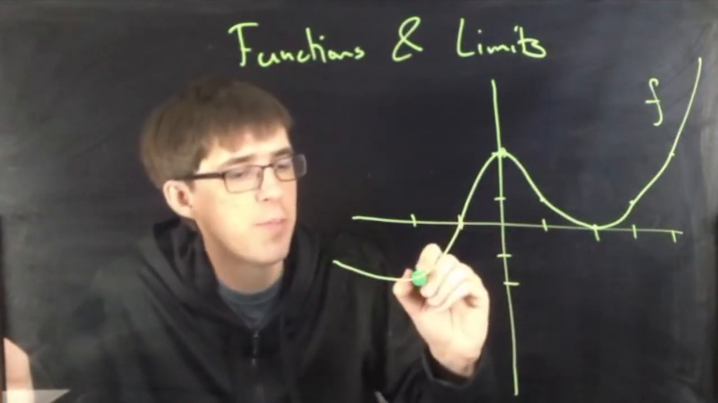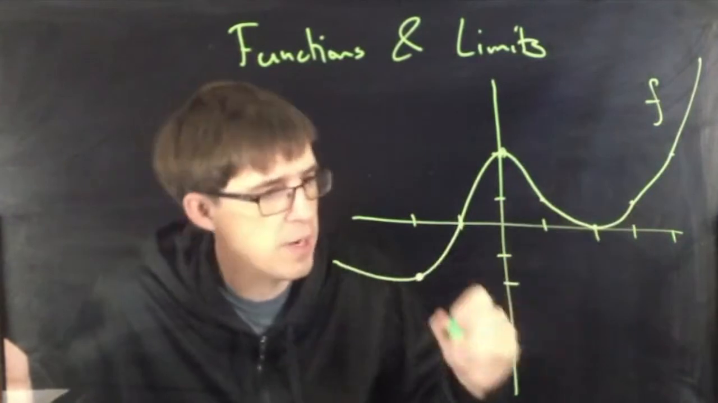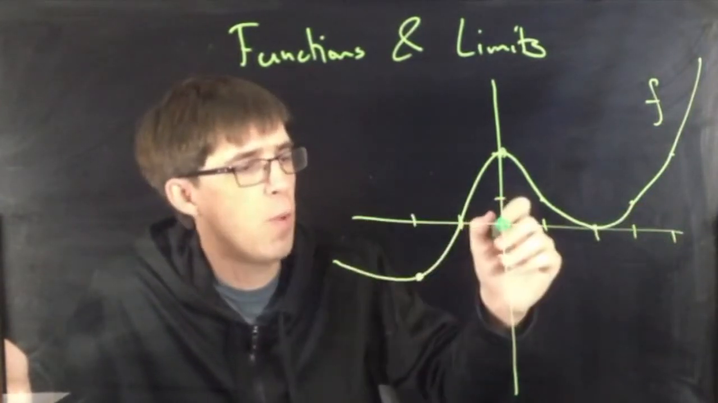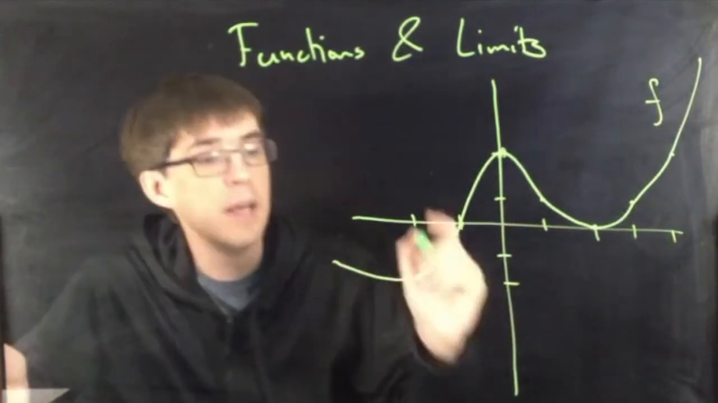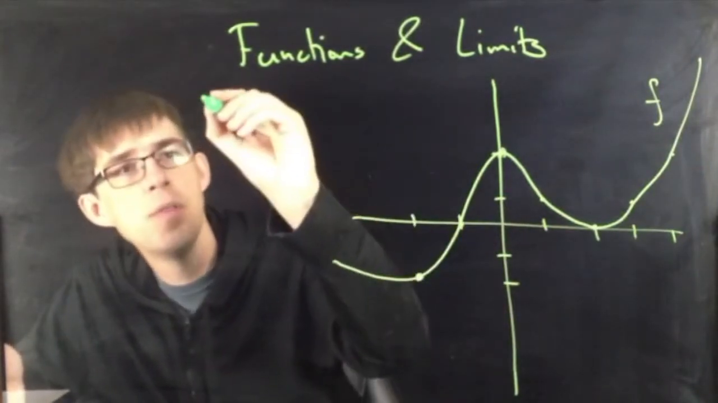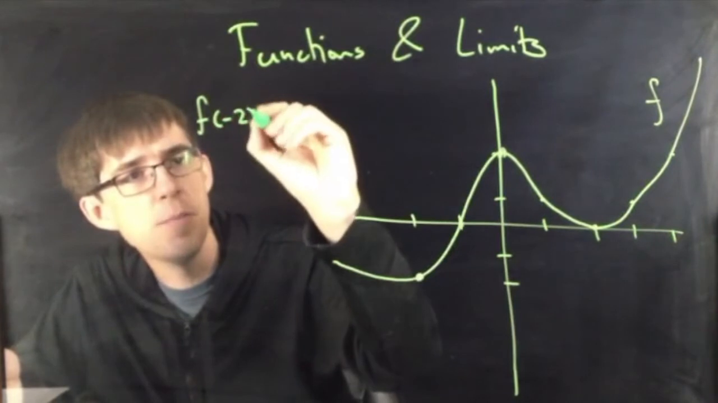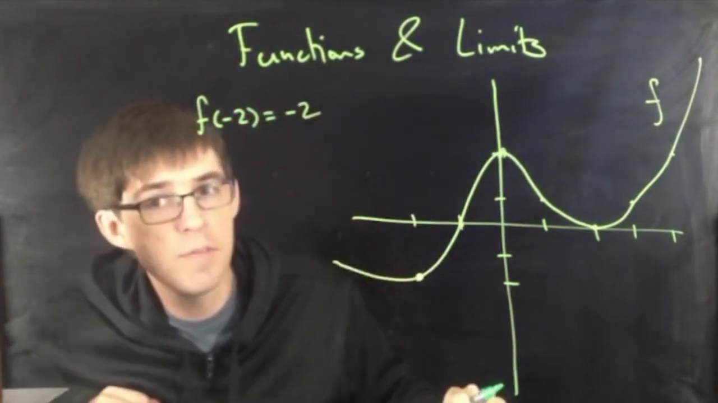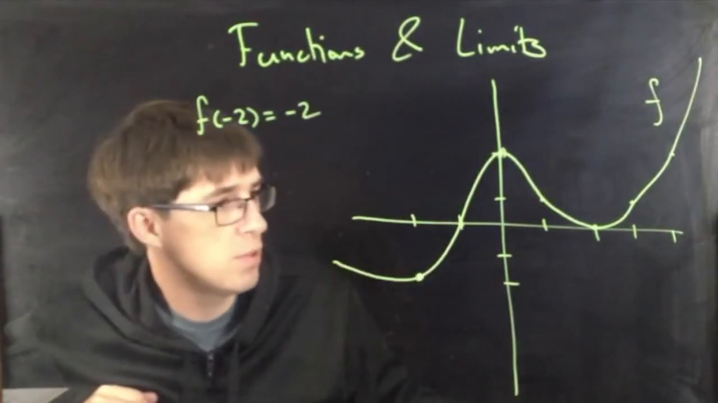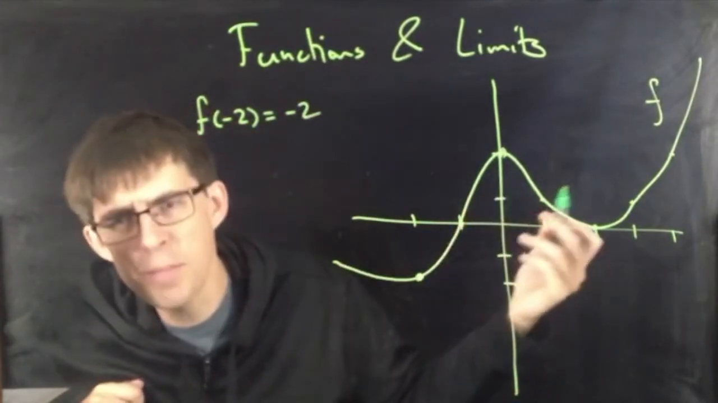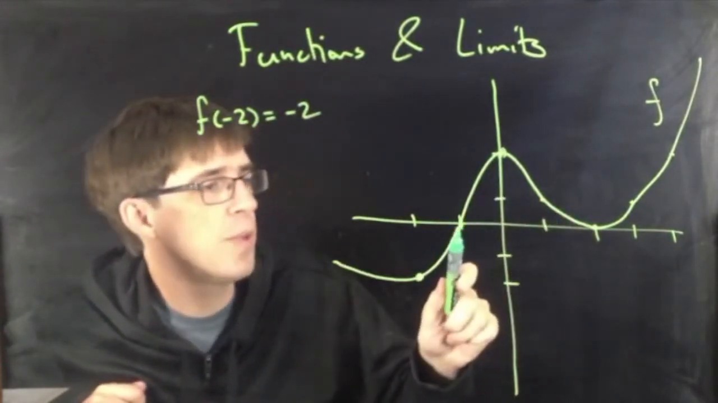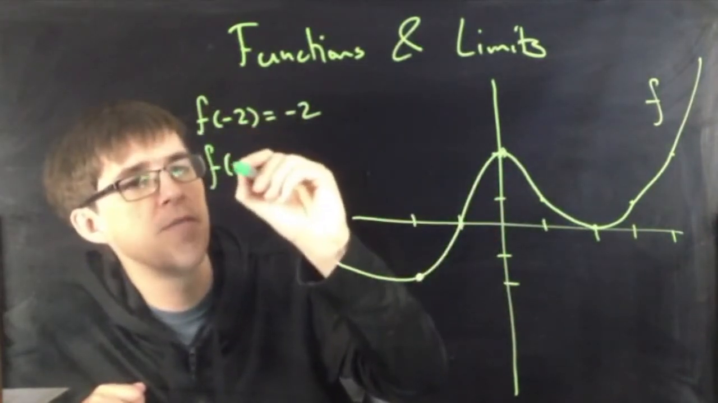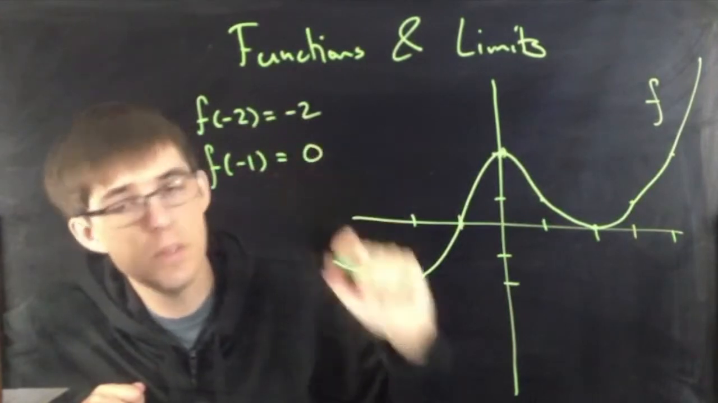For example, this point right here, let's just go left to right. This point right here, the x value, the horizontal one, is -2, and the y value is also -2. And so for that point, the way we indicate this is f of -2 equals -2. That means when the x value is -2, the y value is also -2. All right, how about this one? I hope you know this already. This one, the x value is -1, but the y value is 0. So the way we write that is f of -1 equals 0.